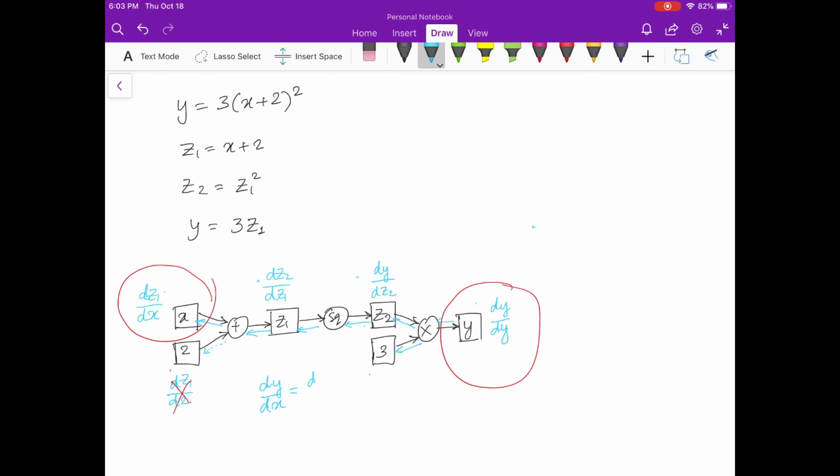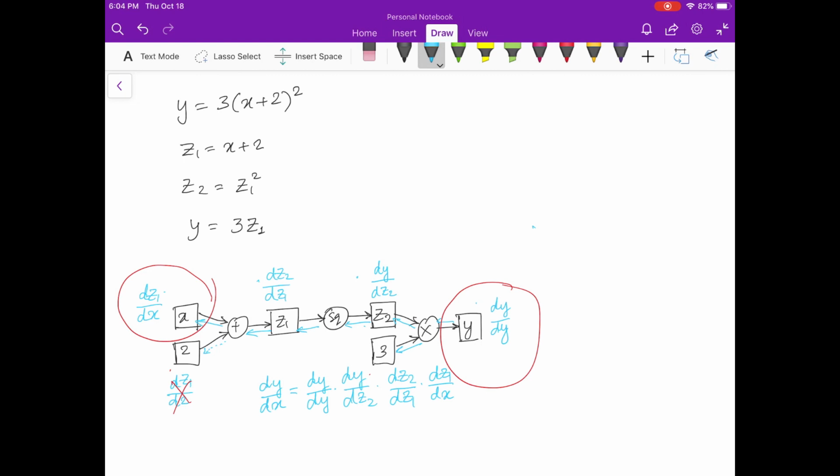So dy dx, we'll start with dy dy times dy dz2 times dz2 dz1 times dz1 dx. And if we just plug in these values, we will get the derivative dy dx. Now you'll notice that this is nothing but the chain rule of derivatives in action. But doing it via backpropagation graph makes it that much easier for more complex equations, as we'll soon see.